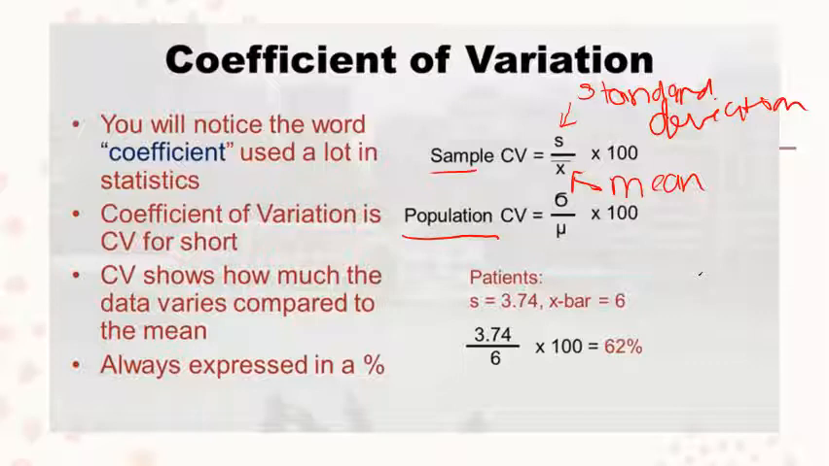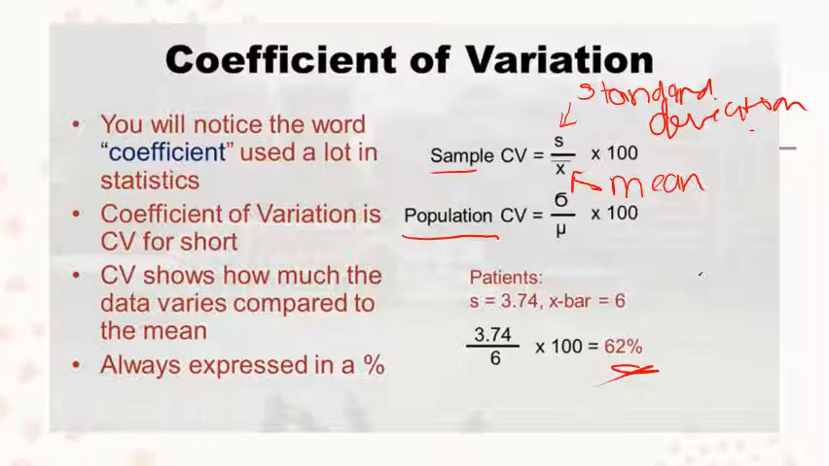In the equation, you take your standard deviation, divide it by the average or the mean, and then multiply it by 100. That is going to give you a percent. Like I said earlier, the coefficient of variation is always going to be expressed as a percent because this shows a proportion, how much the data varies relative to the mean. I hope that makes sense.